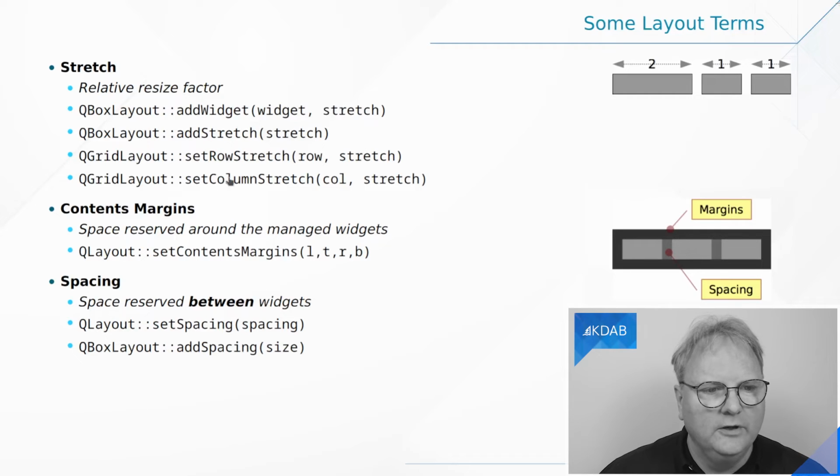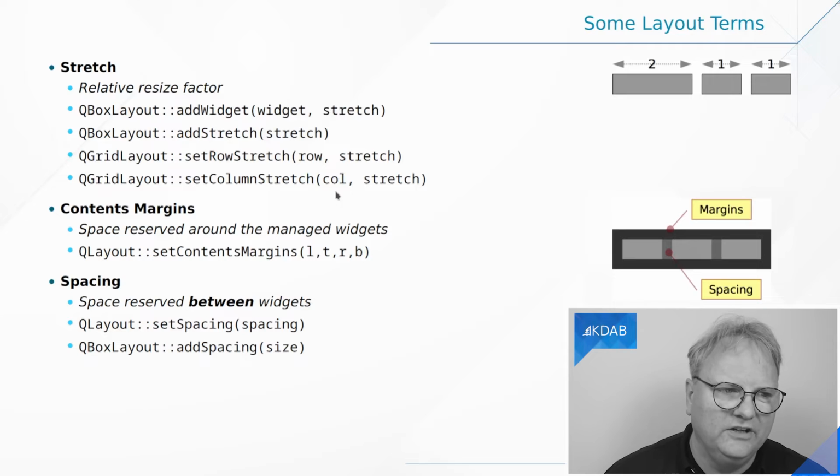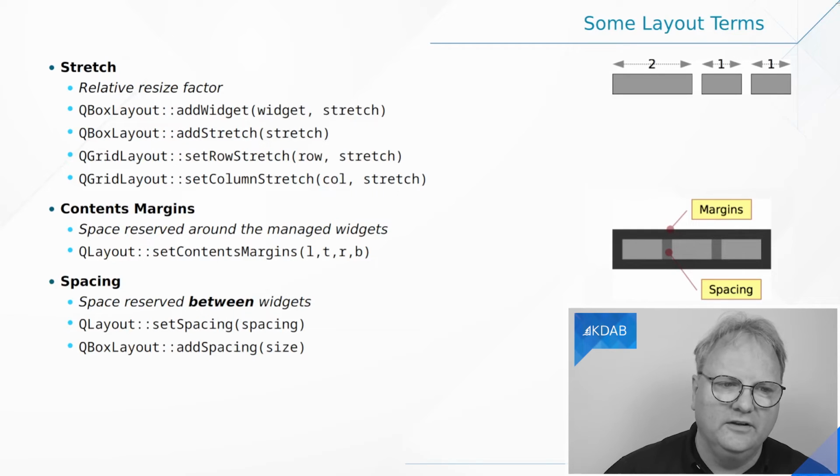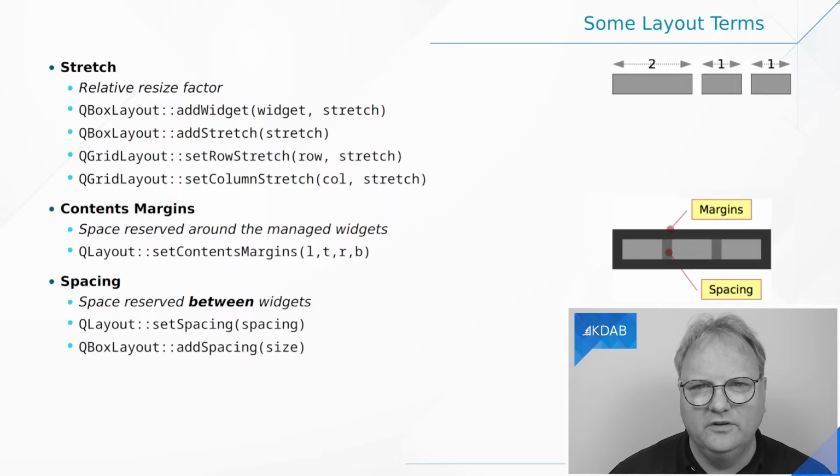For grid layout, we have the same thing for stretching rows and stretching columns. And actually for box layout, if you add not with add widget but with add layout, so you have a horizontal layout inside a vertical one, then when you add the horizontal to the vertical, there you can specify the stretch when you add the layouts. Now let me show you what all of this looks like in Qt Designer.